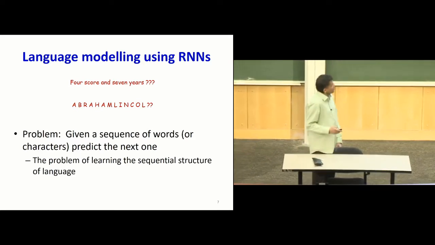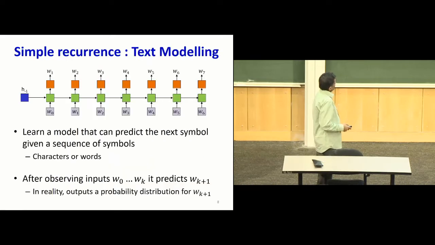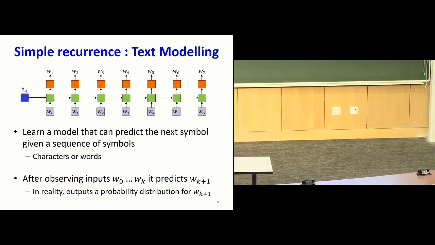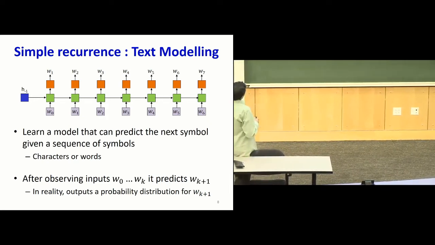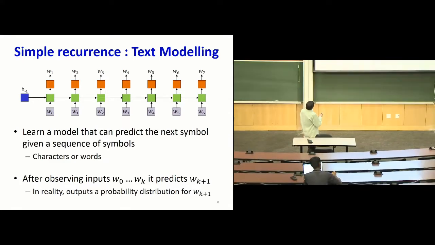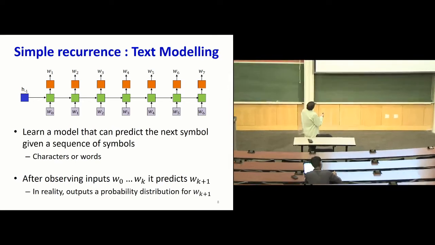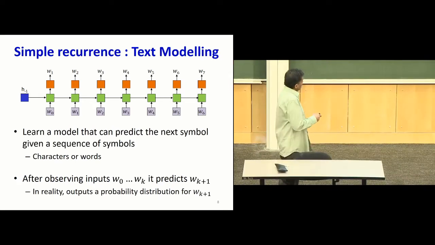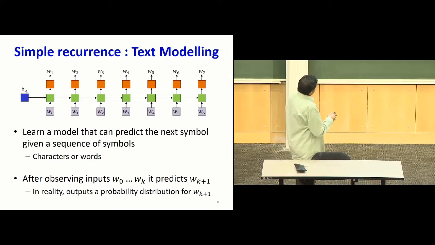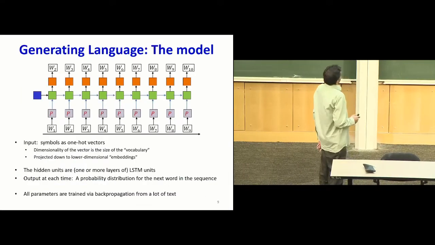This is language modeling. And if we are doing this using recurrent networks, we would have a model such as this one. You would have a model that's going to take in a sequence of symbols and predict the next symbol. So after seeing W0, it must predict that the next word is W1. After seeing W0 and W1, it must predict that the next word is W2. After seeing W0, W1, and W2, it must predict that the next word is W3, and so on. In general, after observing inputs W0 through Wk, it must predict Wk plus 1.